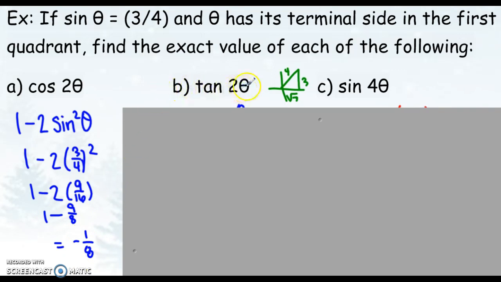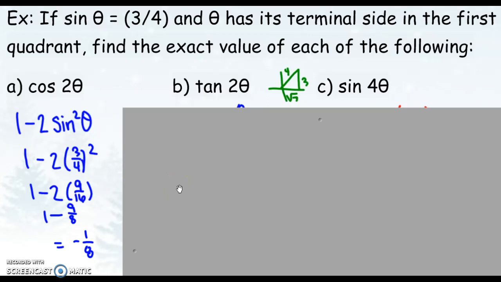Then when I'm going to go to tangent of 2 theta, I need to find cosine, or I need to find my missing side length because tangent is opposite over adjacent. So I'm going to use my triangle, build it in the first quadrant, because that's where it said to draw it. Opposite over hypotenuse is 3/4, so that means 4 squared, which is 16, is 9 plus something, and that something is the square root of 7.